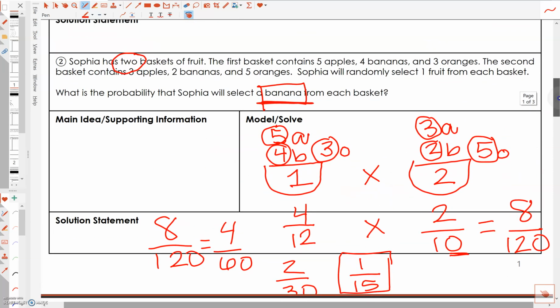So again, we have 2 different events. We have 2 baskets. We figured out the total for each of the baskets. So basket 1 had 12. Basket 2 had 10. They're asking for the probability that she will select the banana from each of the baskets. So that's a compound event. That means on the first basket, the probability of her getting a banana is 4 out of 12. On the second basket it is 2 out of 10. Then we multiply those probabilities. That is 1 out of 15.